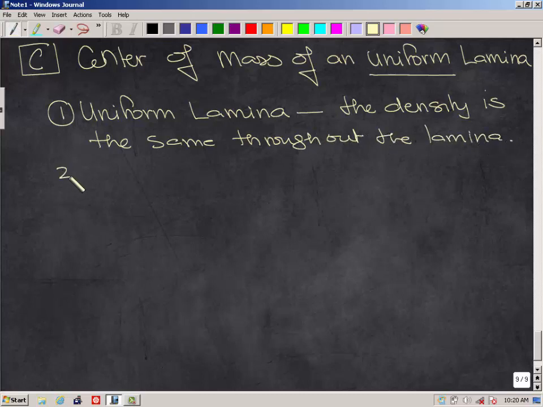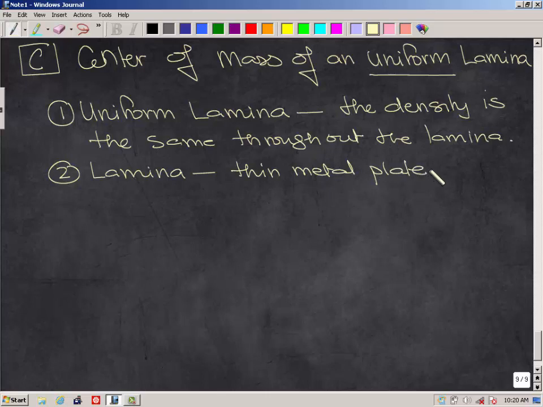I should have started with what a lamina is. Let me do that now. A lamina is just a thin metal plate. A very, very thin metal plate.